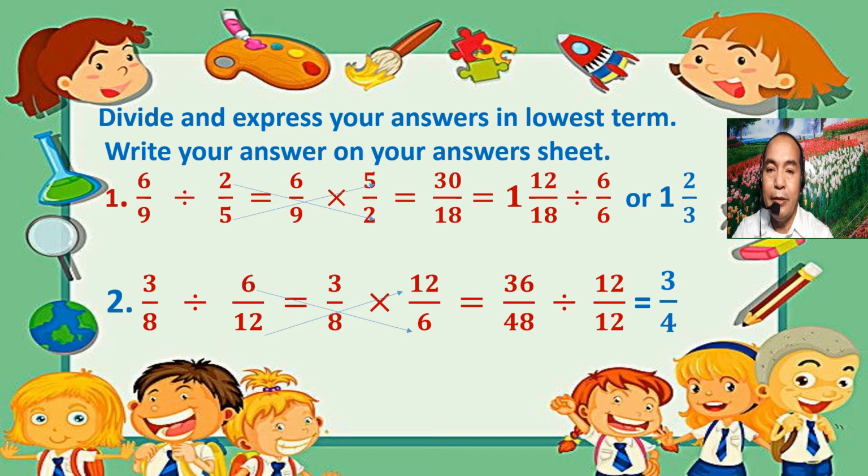Now, looking at your fraction, you will notice that this is not in the lowest term, because 12 is a composite number, and 18 is also a composite number. Now, to reduce the fraction to its lowest term, we have to find the GCF. Take note, we have already discussed finding the GCF, the greatest common factor.